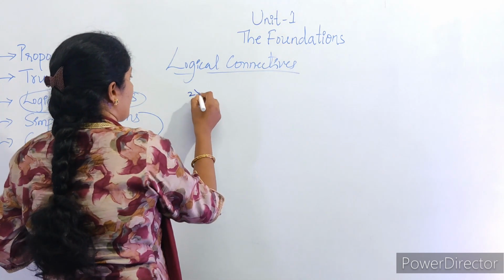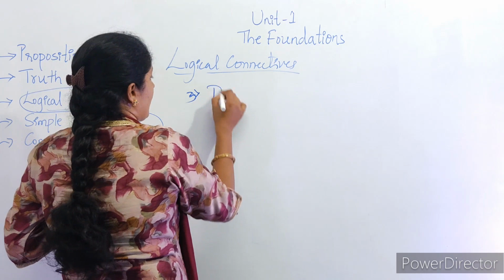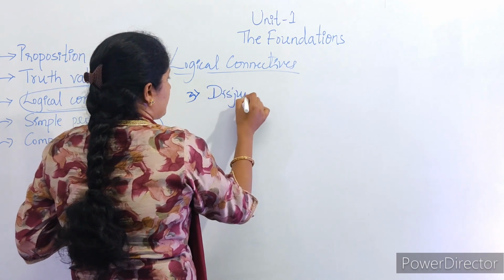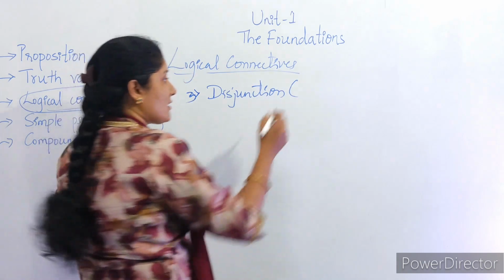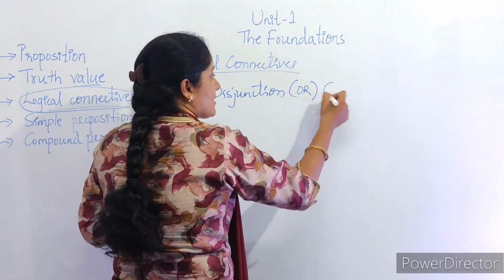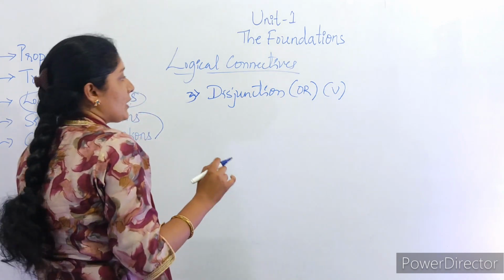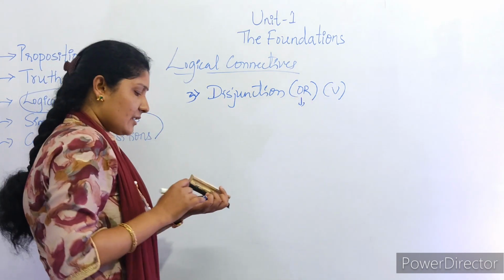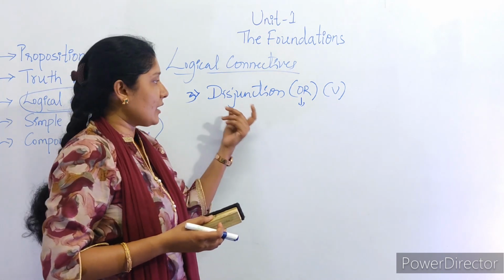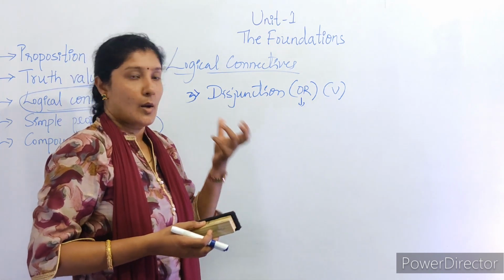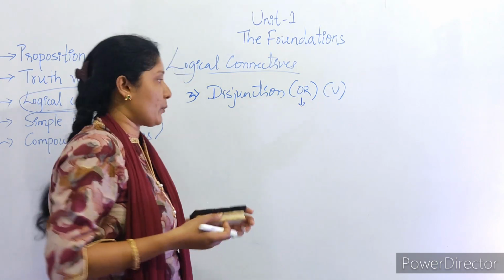So the third one is disjunction. Disjunction means OR, and its symbol is this one. So it is exactly the reverse of conjunction. Here again the same definition. How do you define disjunction? Here a proposition is obtained by using the word or to the given propositions.